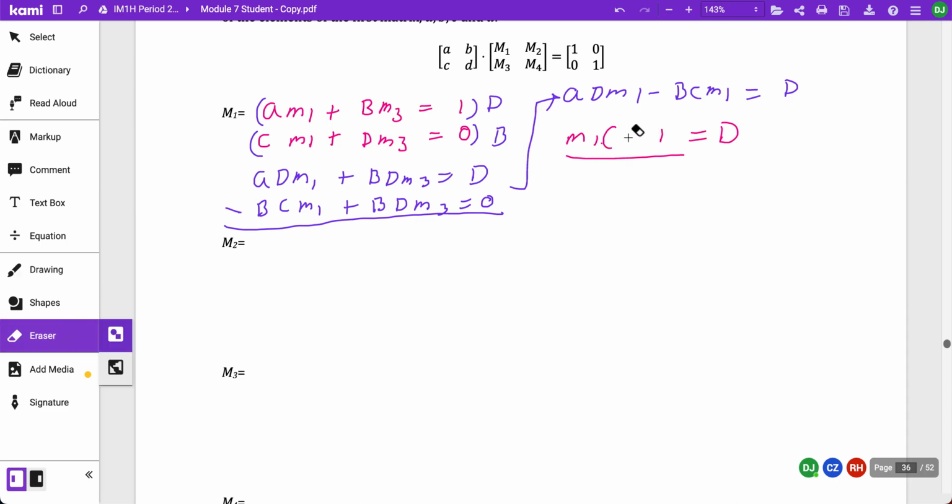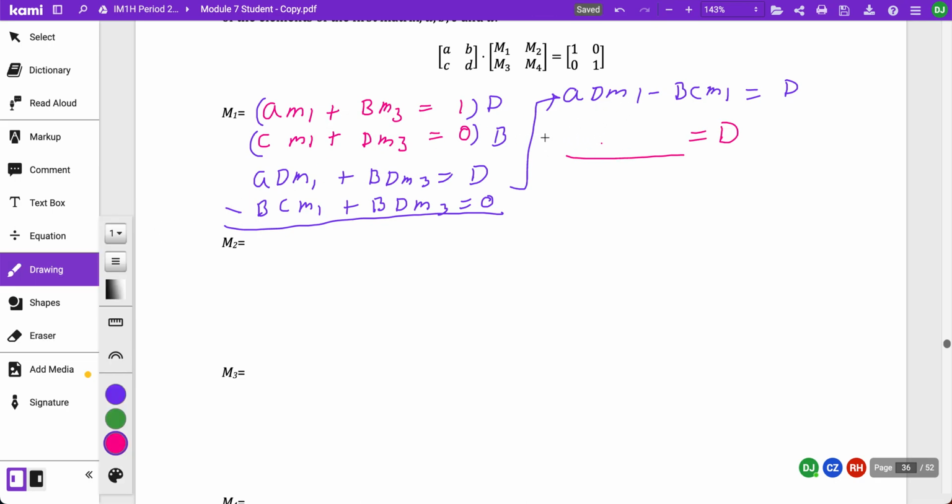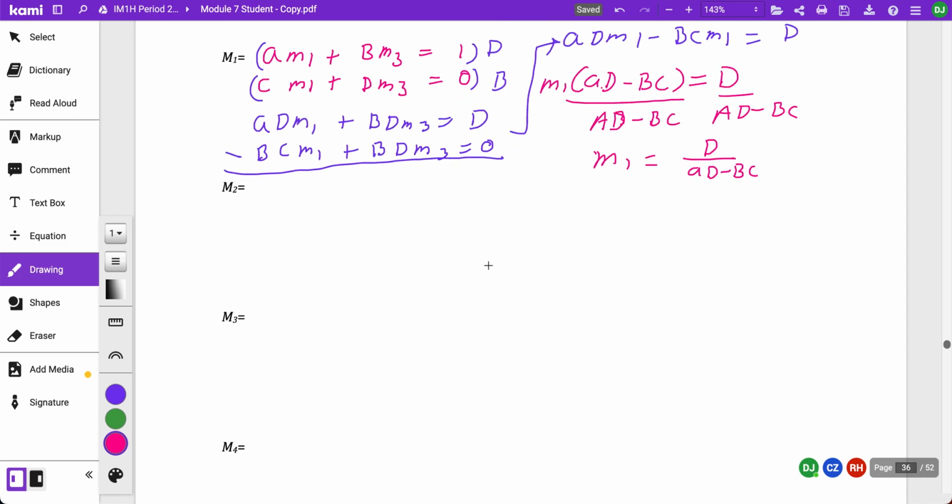I factored out an M1. So what was left inside, then, is AD minus BC. My apologies there. Same idea though. I'm going to divide both sides by AD minus BC. Over here, AD minus BC. So that means if I were to get M1 all by itself, it would equal D all over AD minus BC. Very tricky, guys. Don't forget, we still have plenty of time to go over this if you have additional questions.